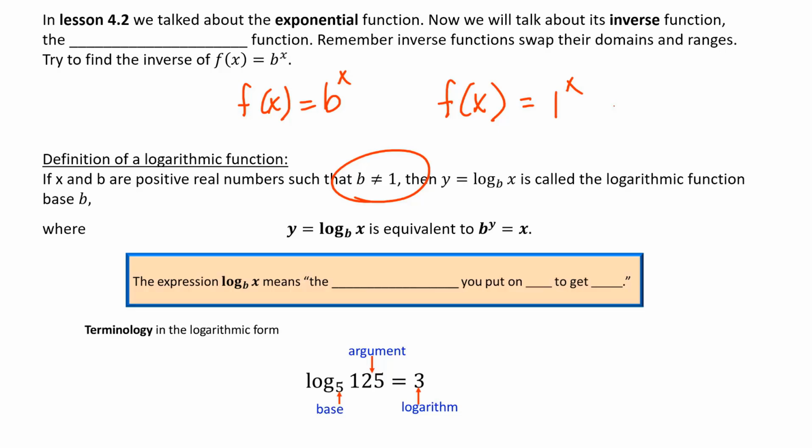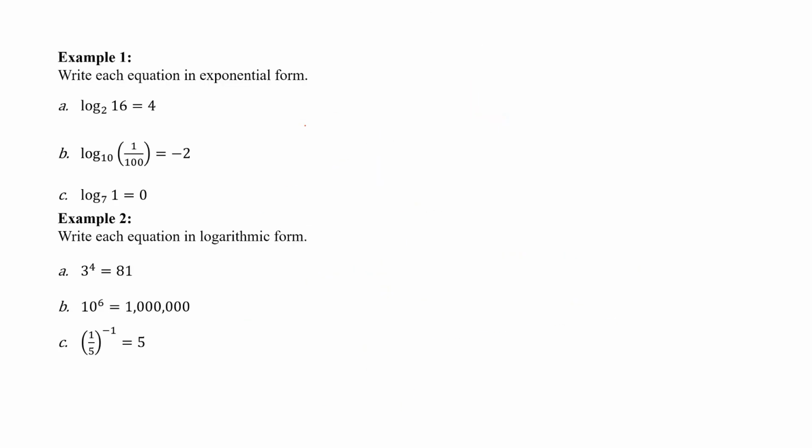Every single x that you put in there gets the value of 1, which means that the domain for the inverse of that function would be only 1. You would only ever be able to put 1 in there because the domain and range would have swapped. That's important. B could never be 1, and that's why that's part of the definition.